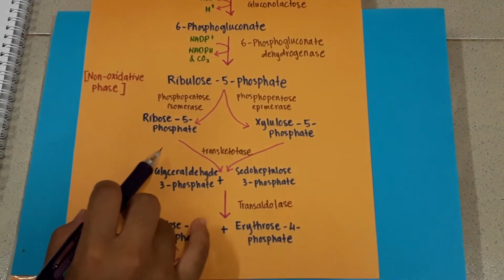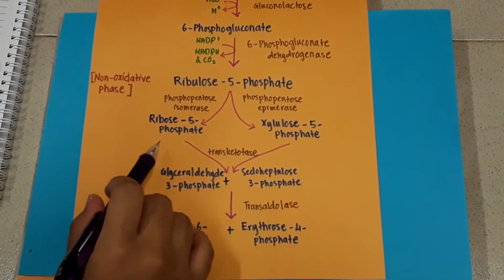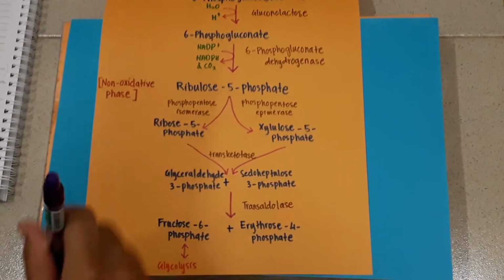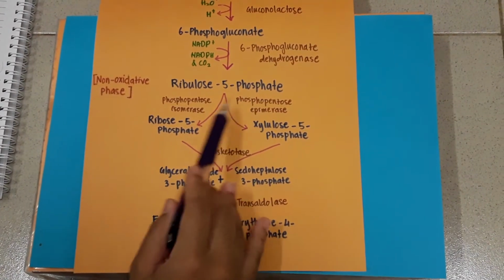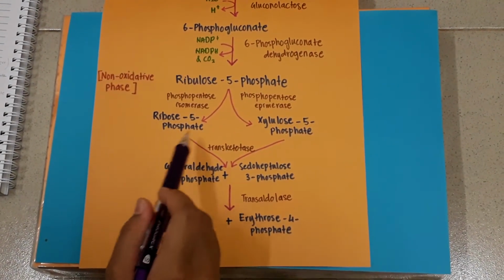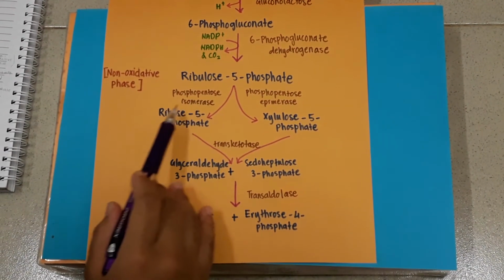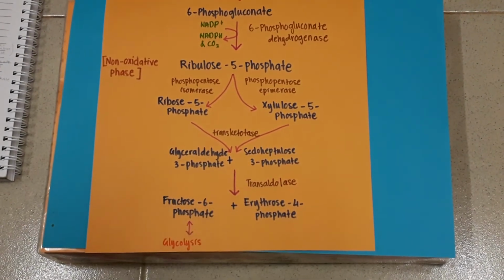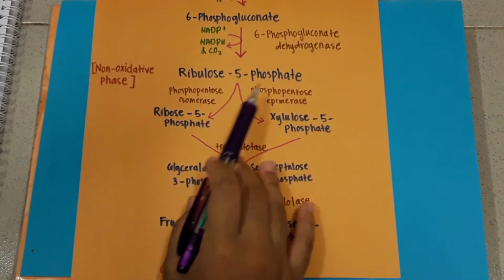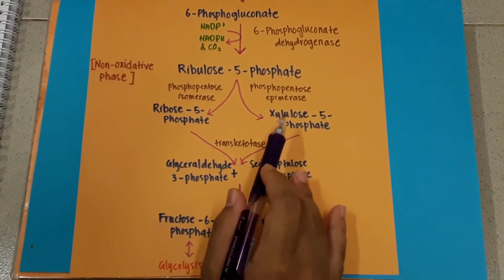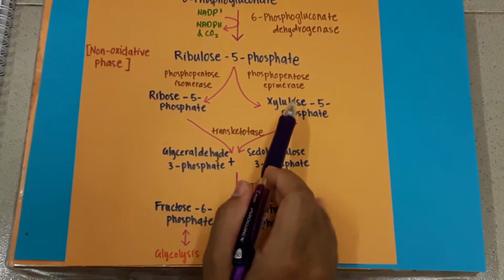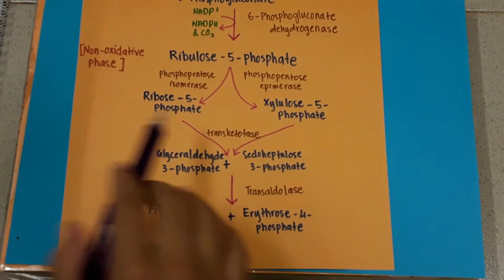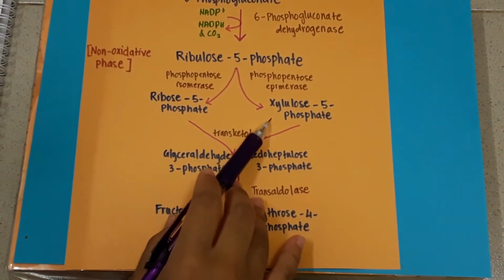The ribulose 5-phosphate is isomerized to the ribose 5-phosphate. The ribulose 5-phosphate also can be converted into xylulose 5-phosphate by the presence of phosphopentose epimerase. These two reactions are reversible.